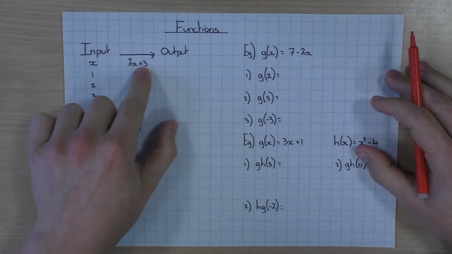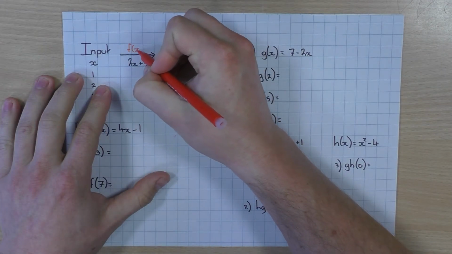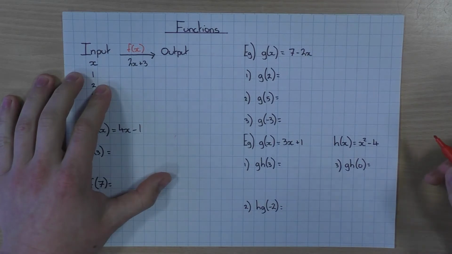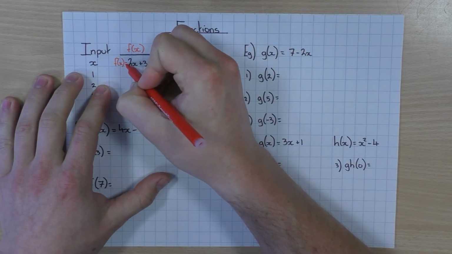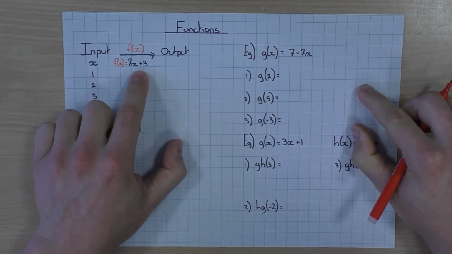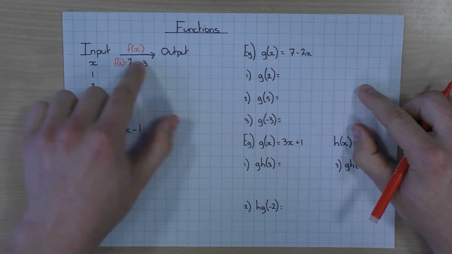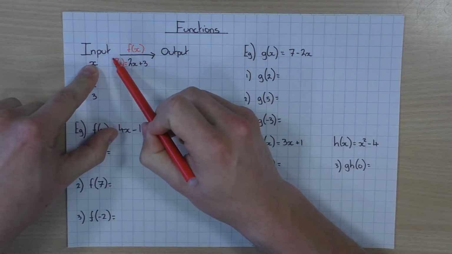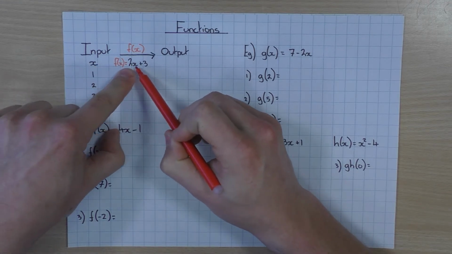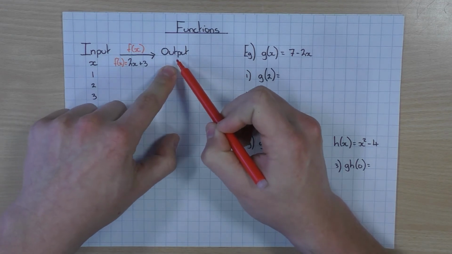So when we're doing something to it, this is what we call the function. And it's written like this, f of x, and it can also be written like this: f of x equals 2x plus 3. So we're saying that the 2x plus 3 is our function. When I input x into the function, all I'm doing is substituting x into this expression here, and the output will be whatever I get.